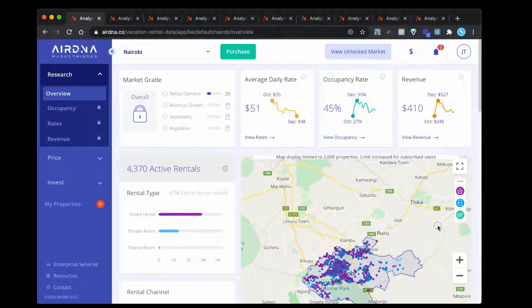This is the thing that AirDNA gives you. You just search the city there, right? And this is the city of Nairobi. Average daily rate is $51. In October it was 55. September it's going to 48.